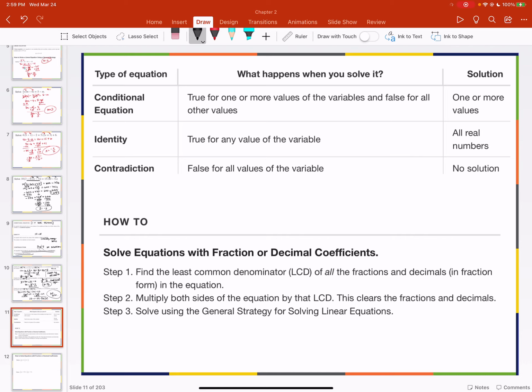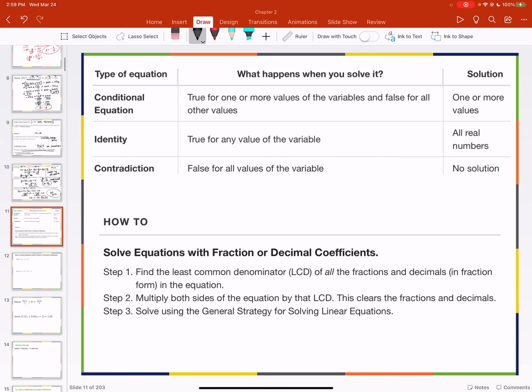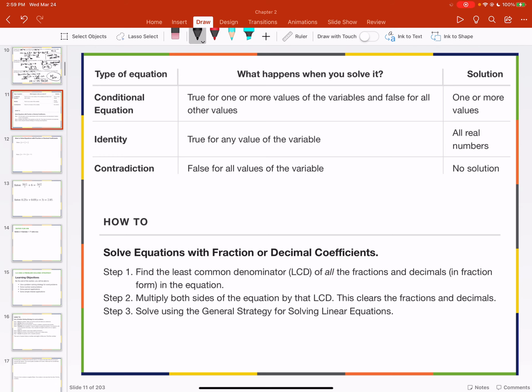And so what we do is first we find the LCD and we multiply everything by the LCD, okay? And that will clear the fractions or decimals, okay? And in the decimals, you just need to multiply by either 10, 100, 1,000, 10,000, and so on, because decimals are just fractions, right? Let's do an example here.